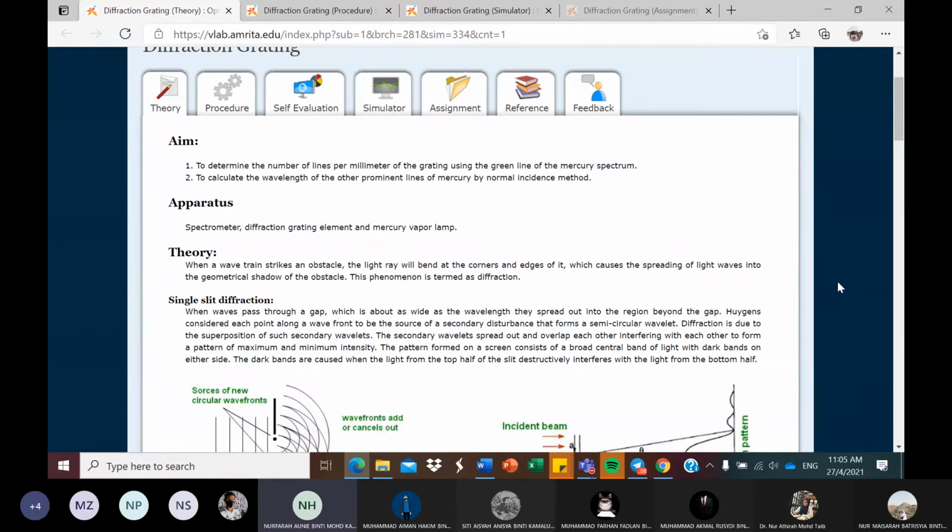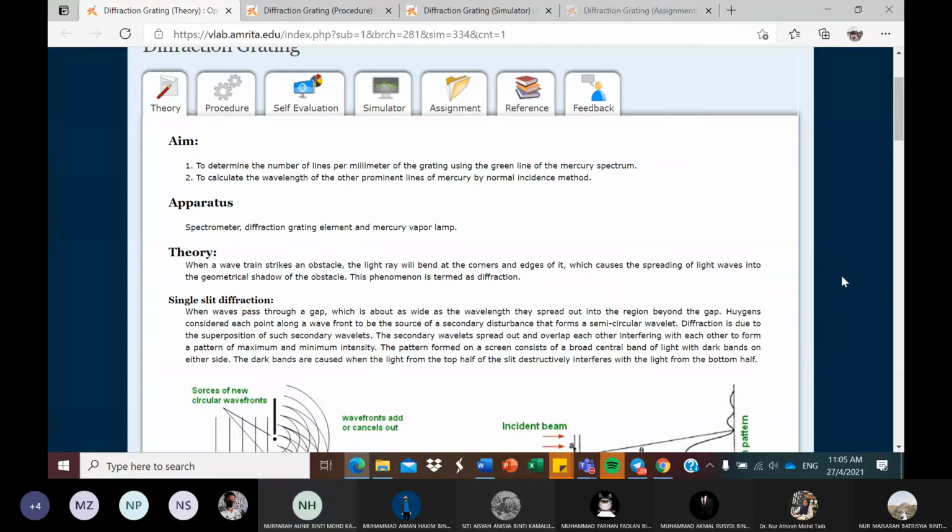Assalamualaikum warahmatullahi wabarakatuh. Waalaikumsalam. My name is Nurfara Auni, Binti Muhammad Kamal Rasmadi, metric number 1190968. Okay, so our experiment is about diffraction grating. Right, so the aims are to determine the number of lines per millimeter of the grating using the green line of the mercury spectrum, and to calculate the wavelength of the other prominent lines of mercury by normal incident method.